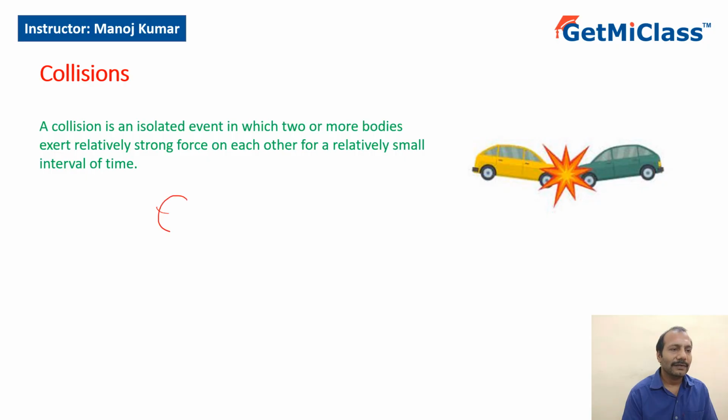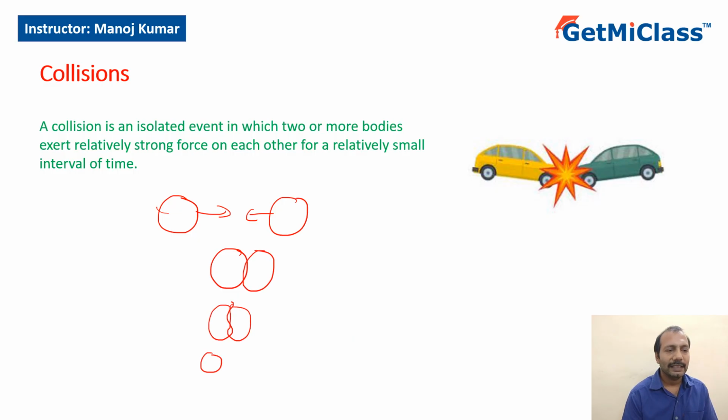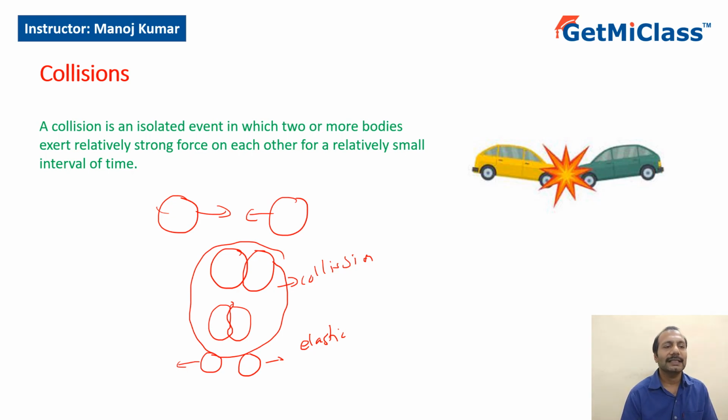Now let's say two objects are coming towards each other. They start interacting, they will deform, and they would either partially regain shape or totally regain shape. This part is the process where the collision is taking place. If it is totally regaining its shape, we call it elastic collision, and if it is partially regaining its original shape and size, then we say it is inelastic collision. Of course, we'll be discussing that in detail.